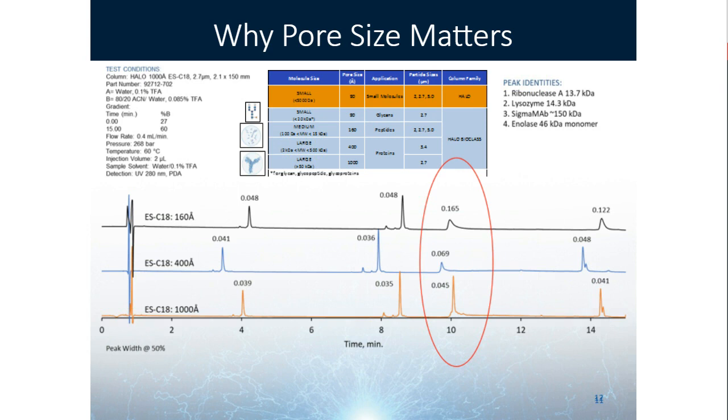Here we have a separation of a mixture of proteins and a monoclonal antibody, and we're keeping the conditions exactly the same. The only thing that we're changing here is the pore size of the material, in this case, the ES-C18 Halo column. You can clearly see that the monoclonal antibody peak widths sharpen up dramatically as you increase the pore size. If you look at the other peaks here, these are a mixture of small proteins. You can also see that the peak widths are improving as you increase your column pore size. So this may be the reason why you have broad peaks when looking at some larger biomolecules.